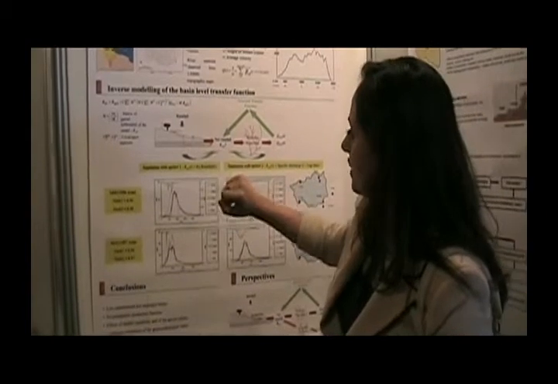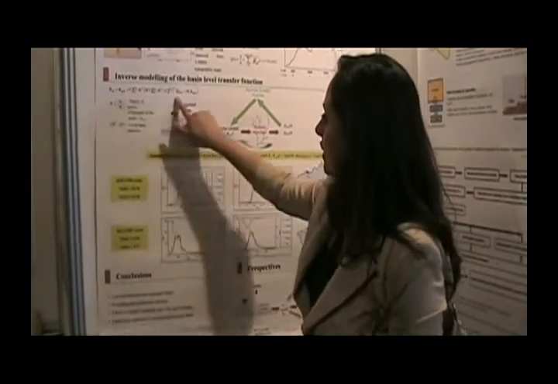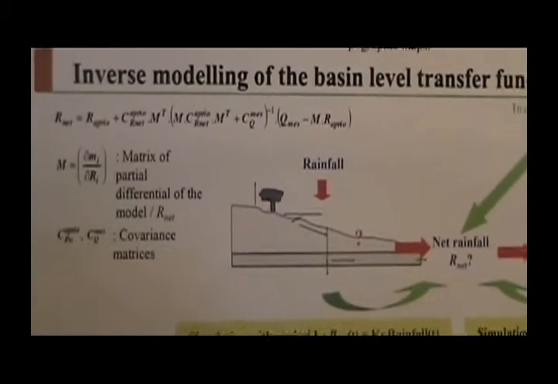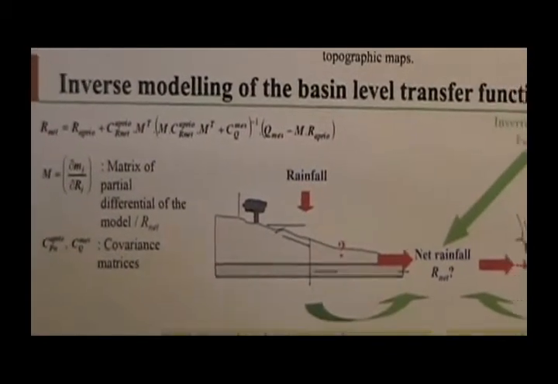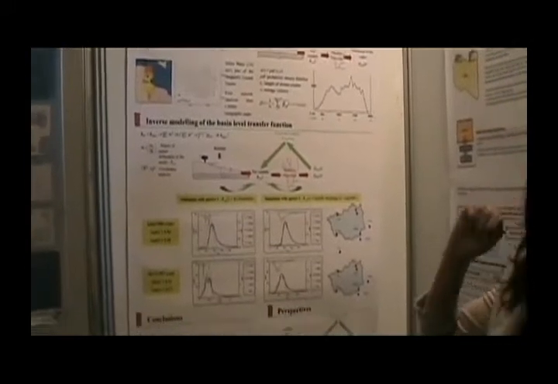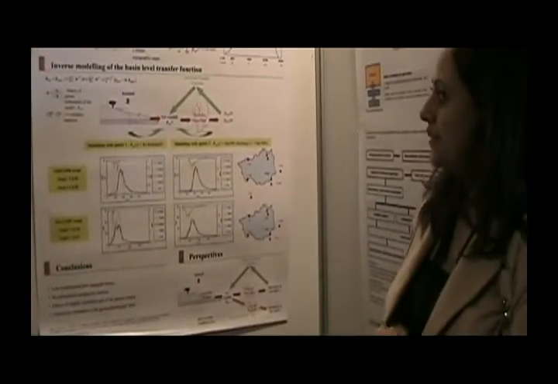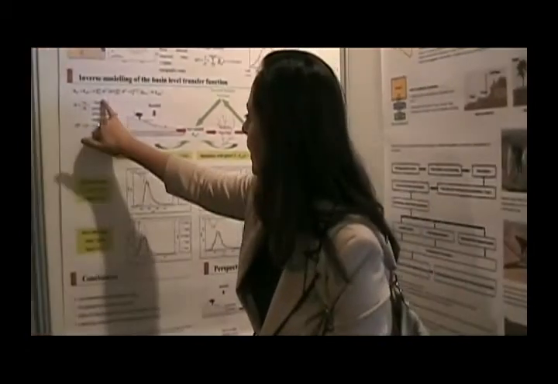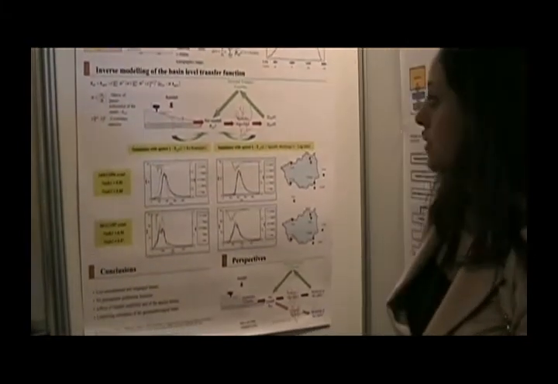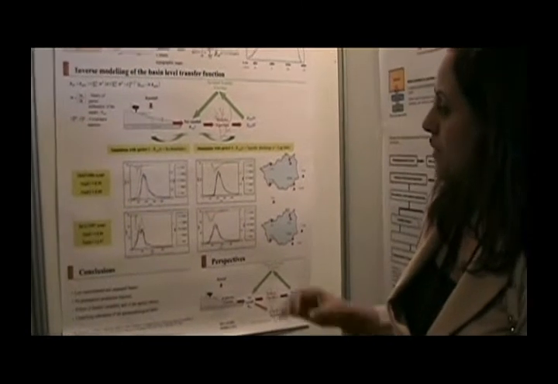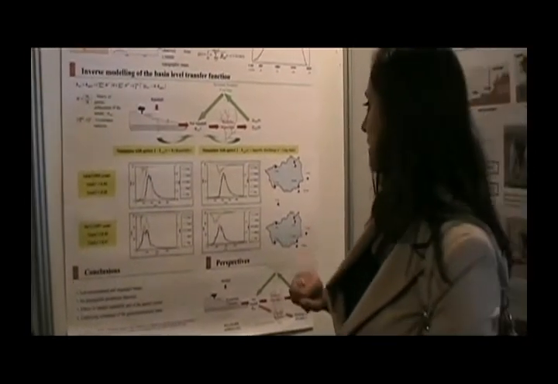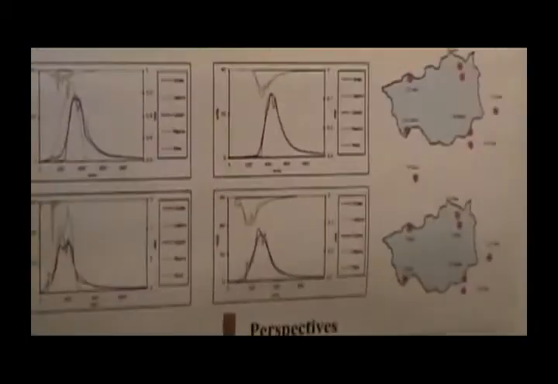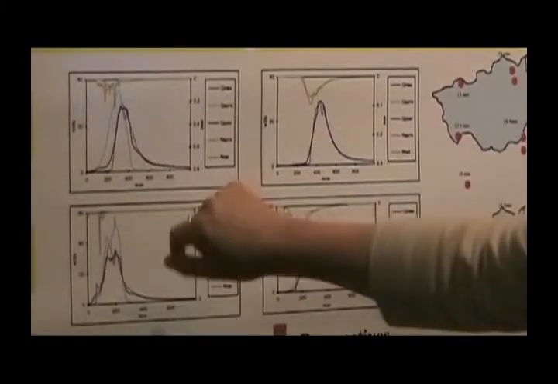This net rainfall is calculated by this formula. It's the solution of the maximum likelihood, with a matrix of partial differentials of the model and some covariance matrices. Here are some examples. An example of this first event.